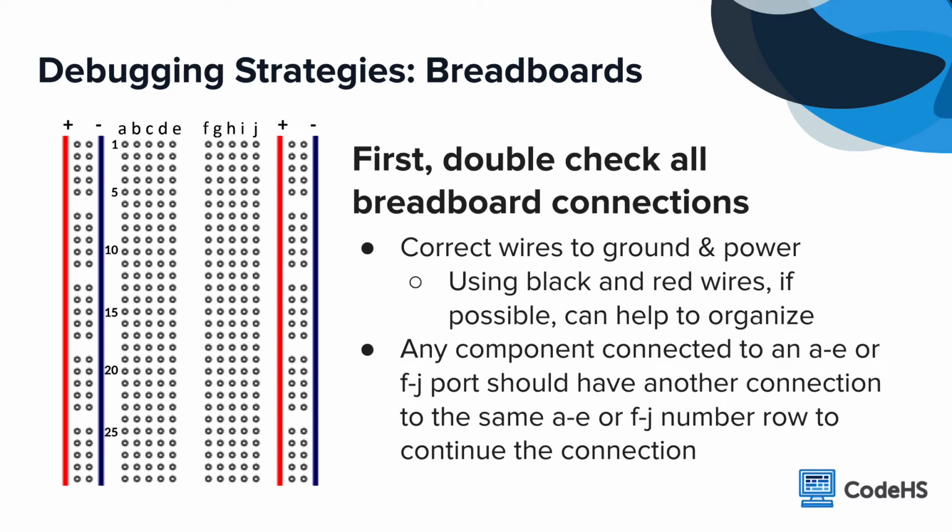Next, they should check all the connections on the inside of the breadboard, remembering that all ports A through E and F through J in each numbered row are connected. If they have a component plugged in to an A through E or F through J port, they should also have a connection in one of the open A through E or F through J ports in the same numbered row, because this is the only way the connection will continue.